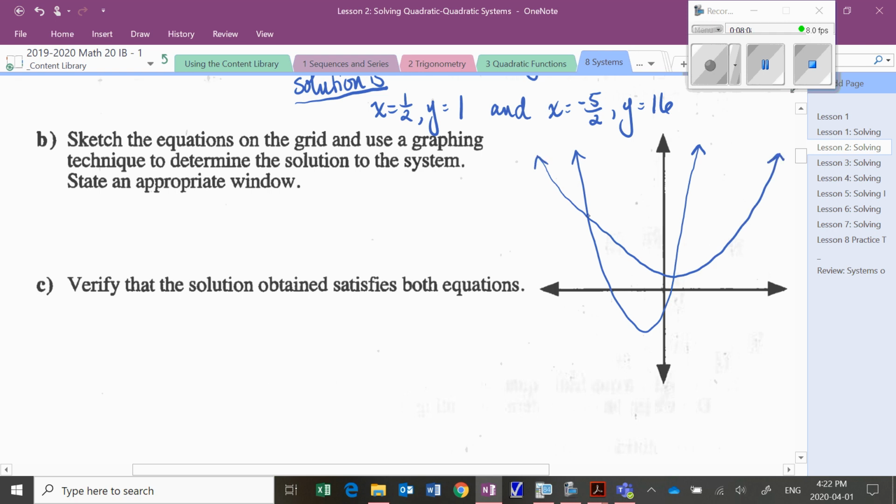Like that, and there are our 2 points. Okay, so it's definitely not perfect by any means, but we're just looking at a sketch at this point.